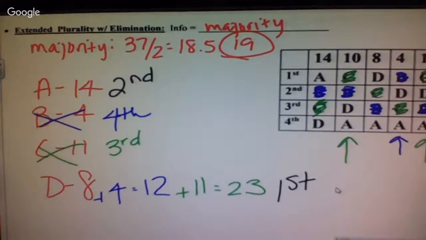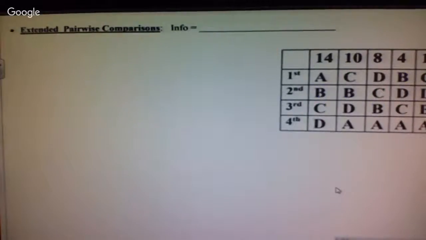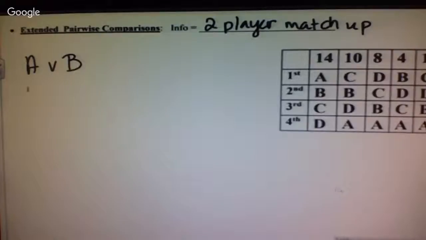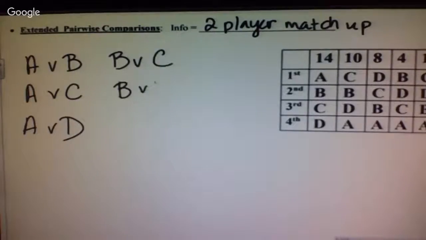One more. Ready? Bam! Pairwise. We got our 2 players matchup. So in this case, A versus B, A versus C, A versus D. B versus C, B versus D, and C versus D.